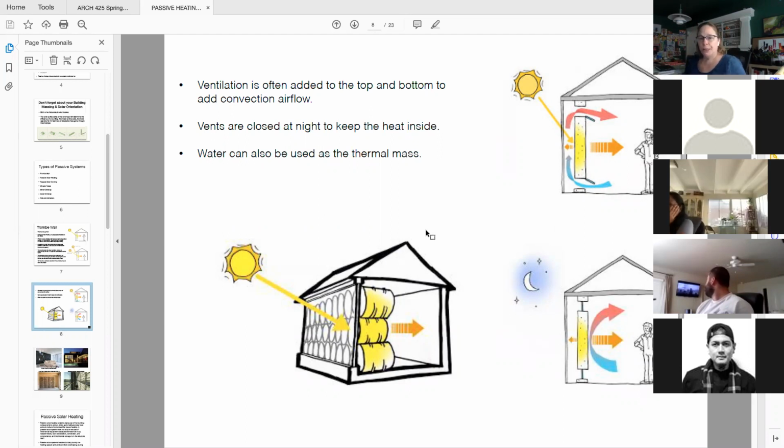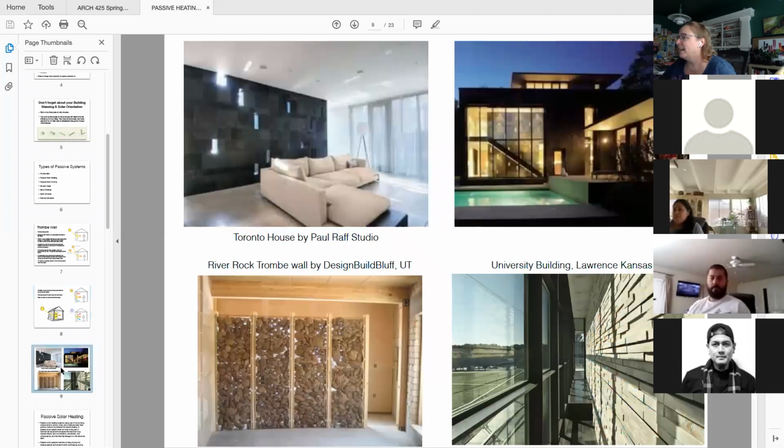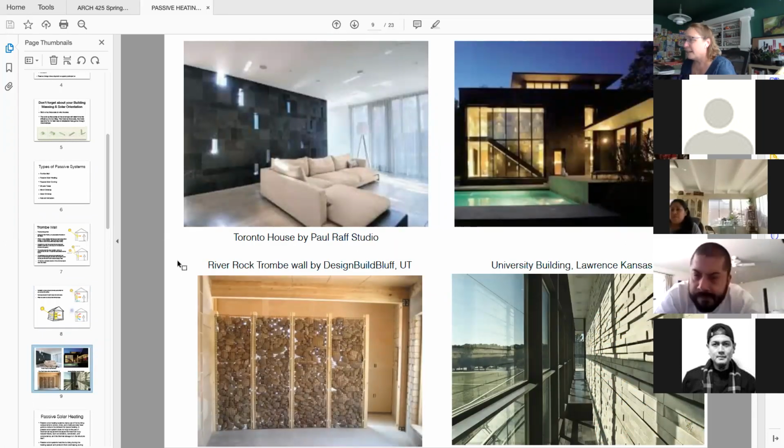It kind of looks a little hokey, maybe a little funky, and you're going, how on earth could I ever put a Trombe wall in a project and make it look good? Well, you can. And I've pulled together some contemporary examples of Trombe wall systems.